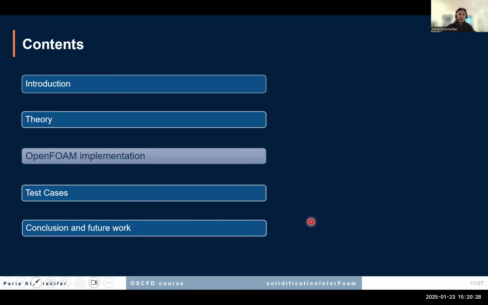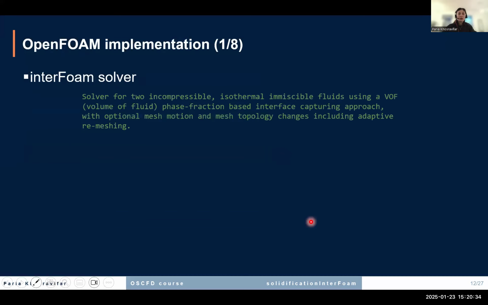Now I will talk about the implementations that I applied into the solver in OpenFOAM. I started with the interFoam solver, which is a solver for two incompressible, isothermal and immiscible fluids. It uses the volume of fluid method, and it doesn't have any phase change relations inside it. And here I will only mention the changes that I made on this solver. For more information about the solver, you can check the previous reports about this in the course.